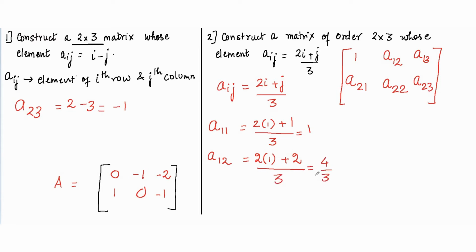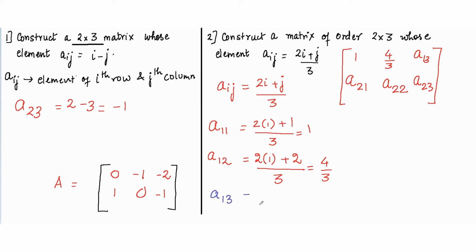So this is going to be 4 by 3. So the first row, second column element is going to be 4 upon 3. And this happened because i was 1 and j was 2. That is what I substituted in this particular formula to get my A12. Now let me find A13.